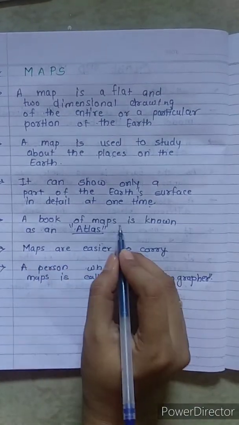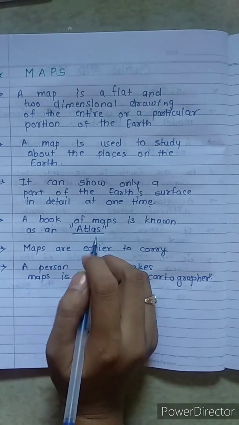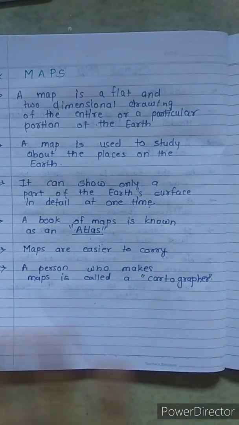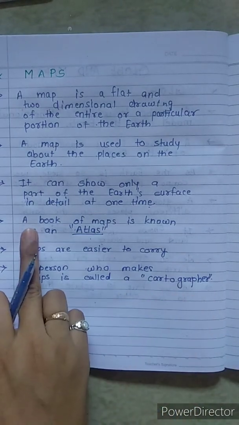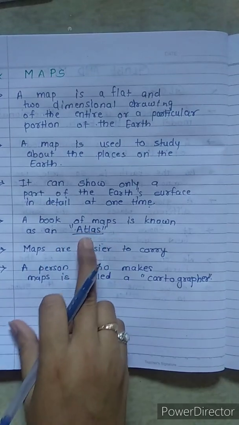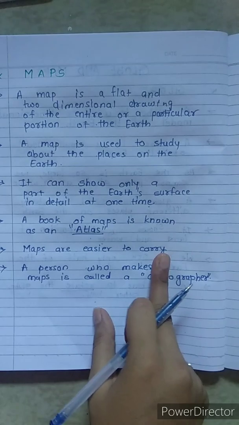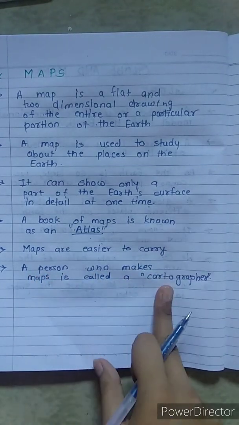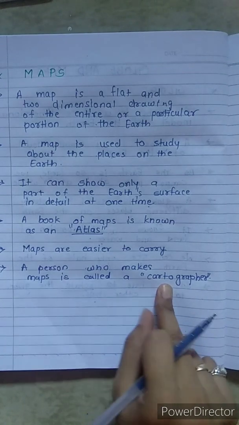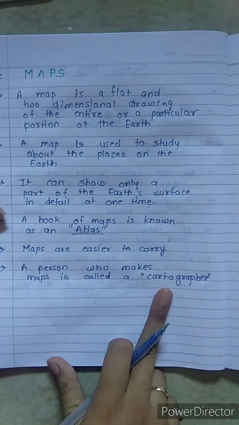A book of maps is known as an atlas. There are many maps of the whole world, of different countries, different states. So you can see all these maps in one book, that is known as an atlas. Then maps are easier to carry, and the person who makes a map is called a cartographer. Okay, this is all about maps.